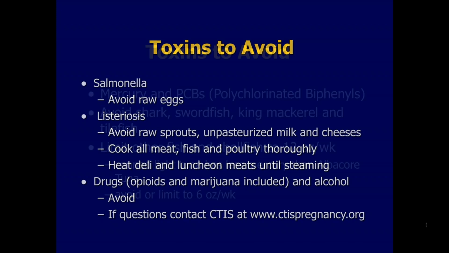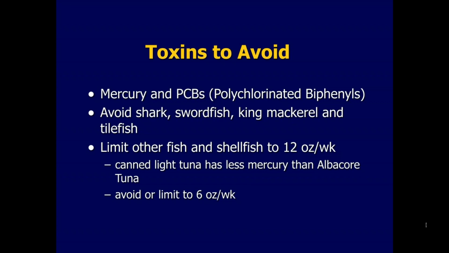Some of the toxins to avoid are the mercury and PCBs, and when you're talking about fish consumption, you talk about avoiding shark, swordfish, king mackerel, or tilefish because of the concentration of mercury and PCBs. Limit other fish and shellfish to only about 12 ounces per week. So 3 ounces is like your deck of cards if you visualize it, so about 12 ounces. Canned light tuna has less mercury than albacore tuna. But overall, try to limit tuna to about 6 ounces per week. Overall, you're trying to limit fish and other shellfish to about 12 ounces per week.